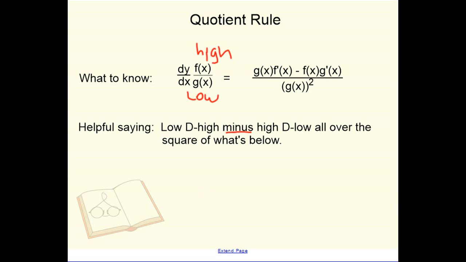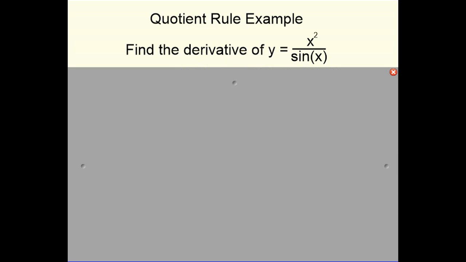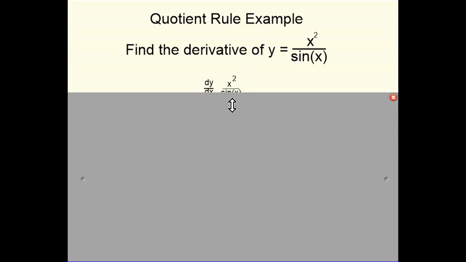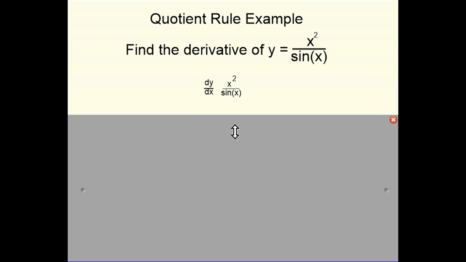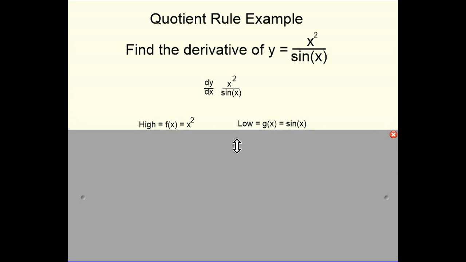Okay, so let's apply that to this example here. Find the derivative of y equals x squared over sine of x. Set that up as a derivative once again. And we want to identify what our f of x is and what our g of x is. This one's pretty simple since we have one on the top and one on the bottom. So our f of x is going to be x squared, and our g of x is going to be sine of x. And so remember, this is the high function, and this is the low function. So let's take the derivative of both of these things.